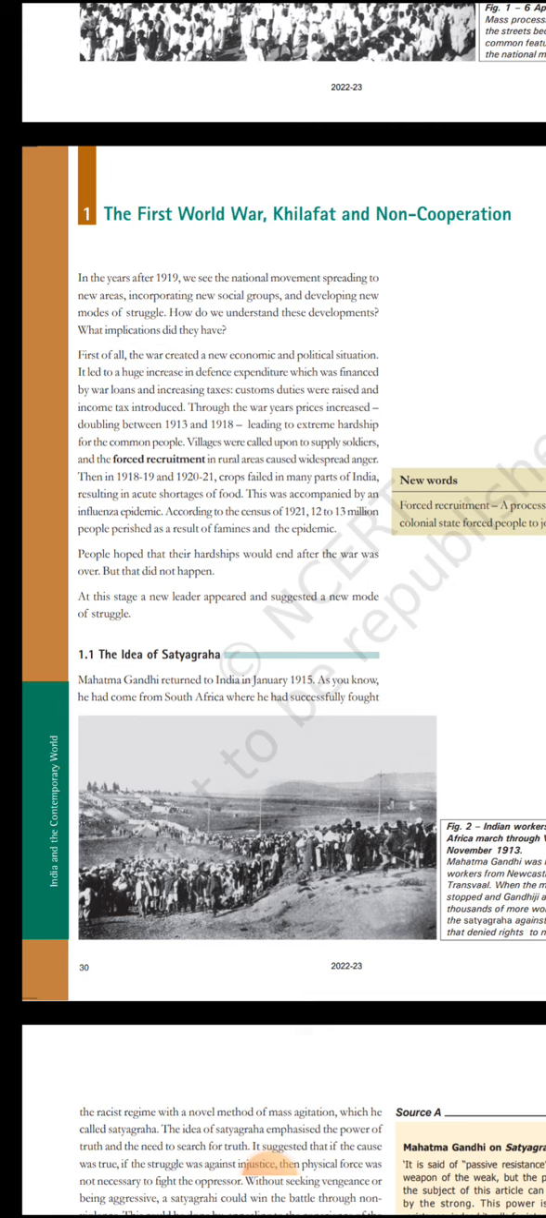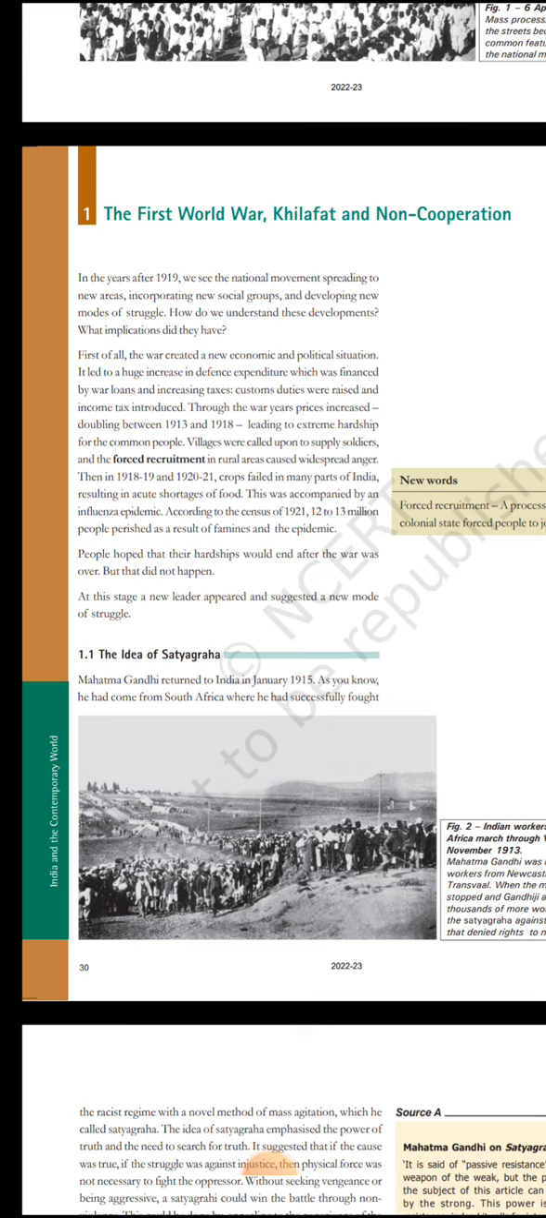After the First World War, India was facing a very big problem of money and defense expenditure, which was financed by war loans and increasing taxes. If a country is facing defense expenditure or any other expenditure, how can it overcome it? By taking loans from other countries, and by increasing taxes. Also, custom duties were raised.